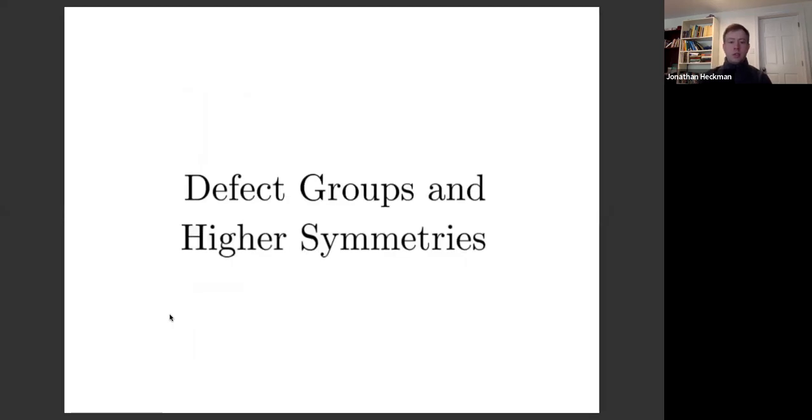Okay, so now I'm going to move on to what I'm going to try and calculate in terms of these defects called the defect group. And I'm going to try to explain its relation to these higher symmetries we just mentioned.